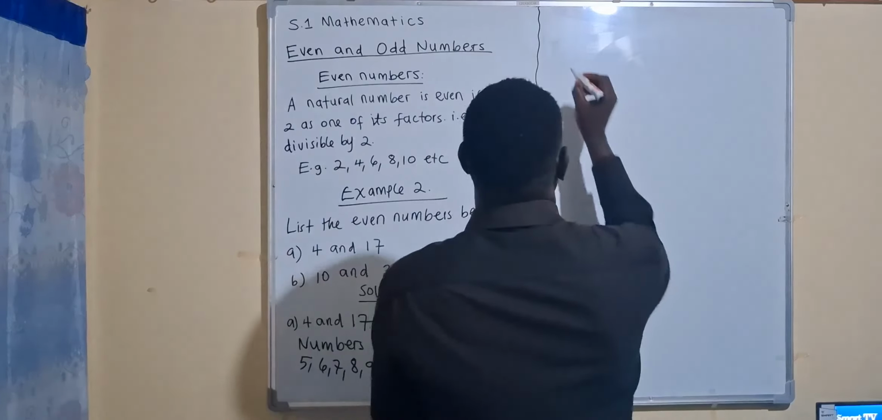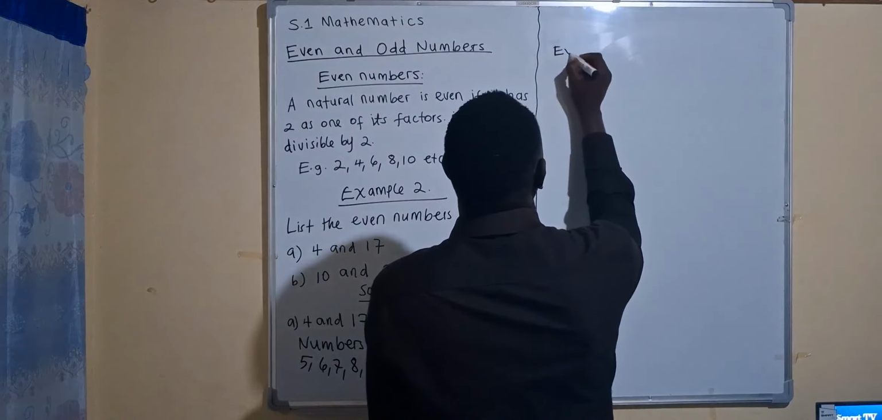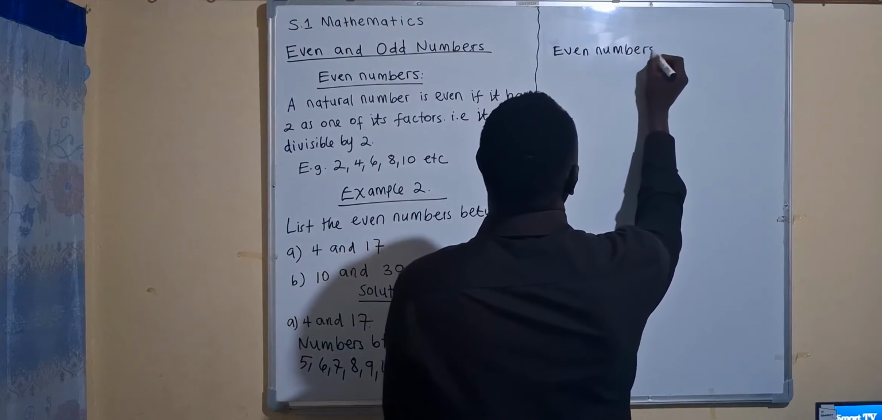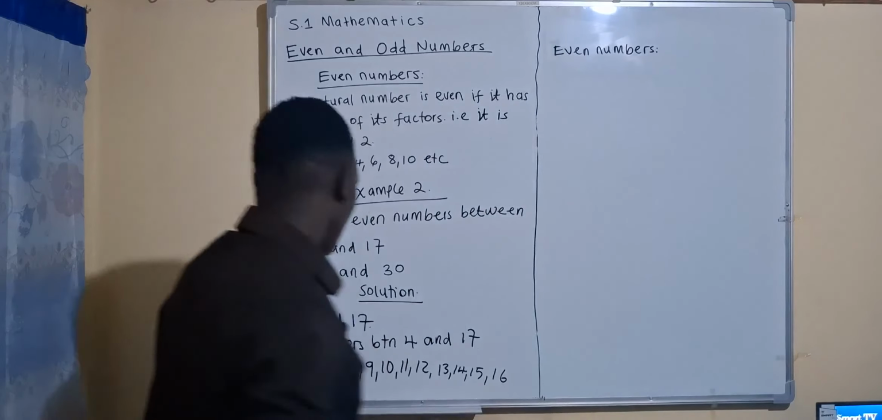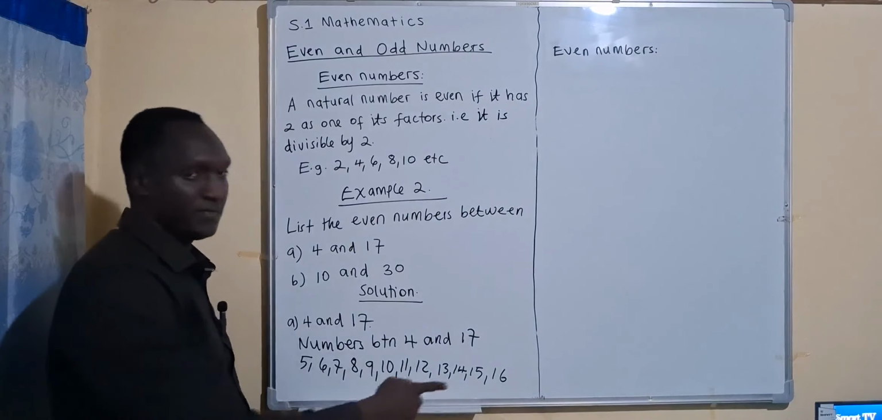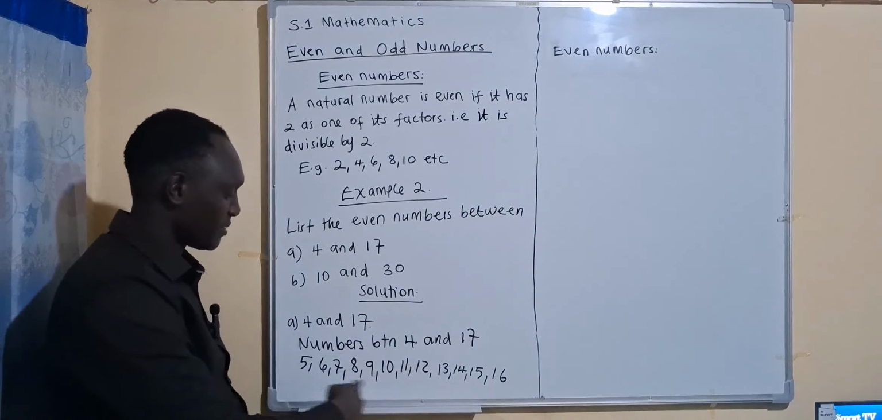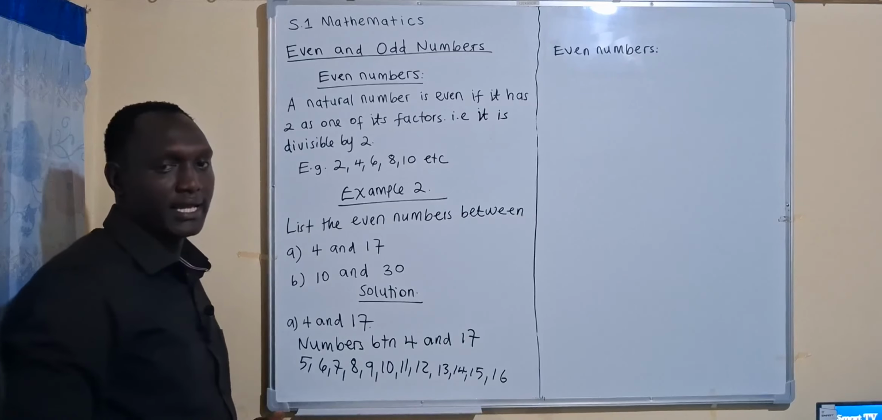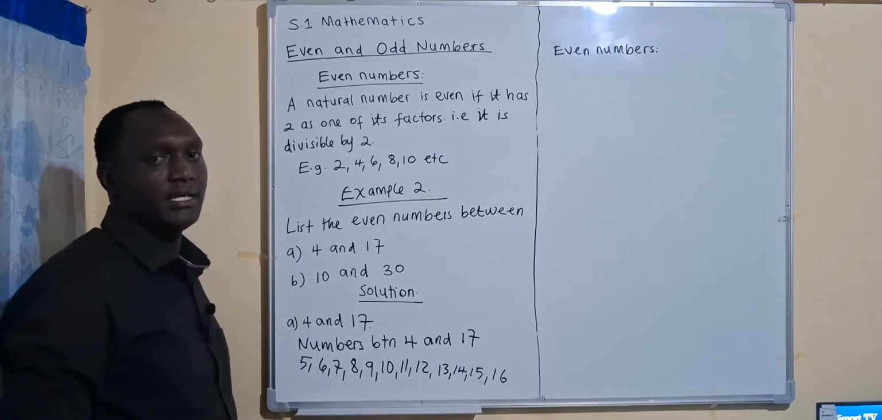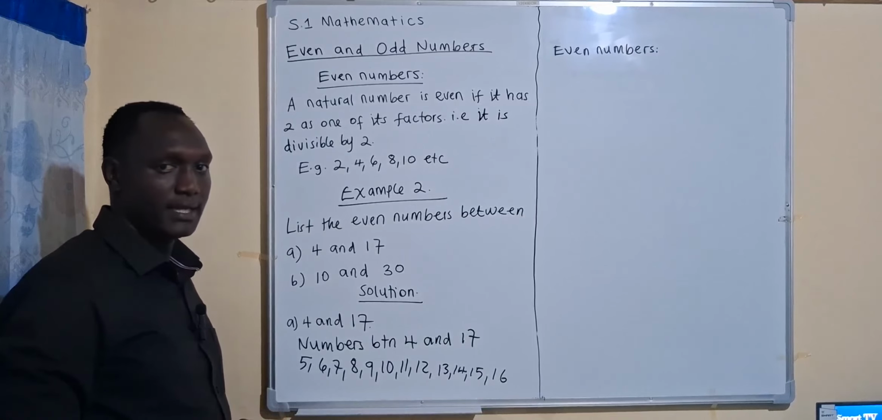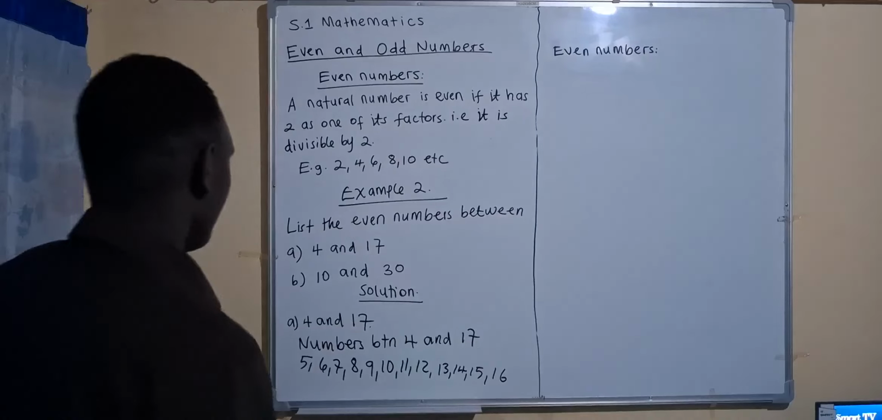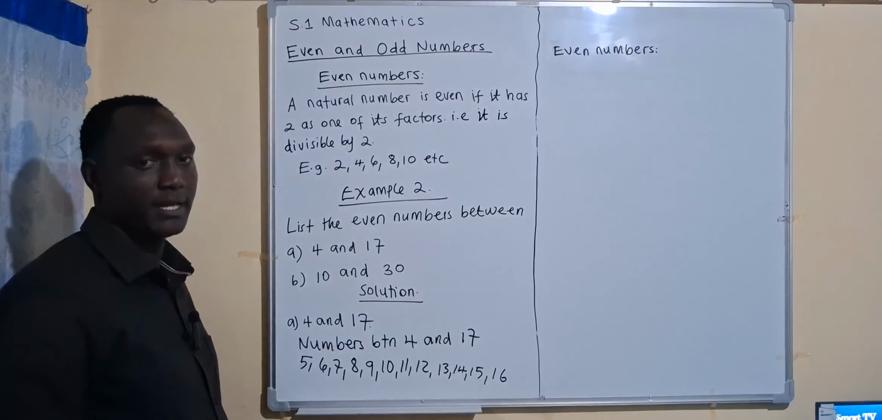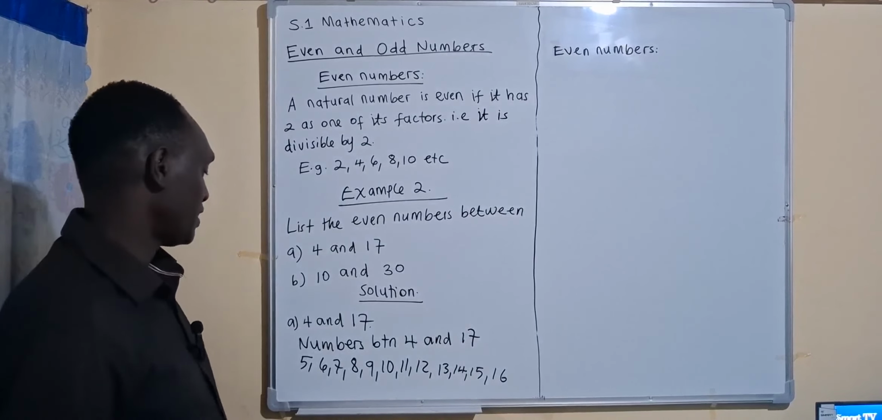So we are going to test those numbers and see which ones are even. So let me say here now, in that range, what are the even numbers? Now, we are going to start dividing each of these numbers by 2. If there is a remainder, that number is not even. If there is no remainder, that number is even. 5 divided by 2, it gives us 2 and the remainder is 1. So 5 is not even.